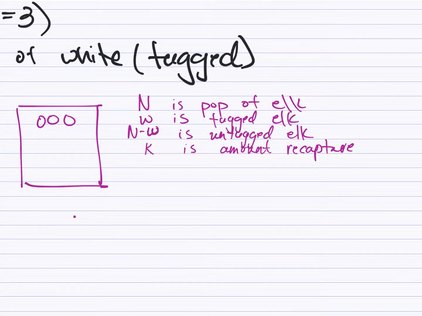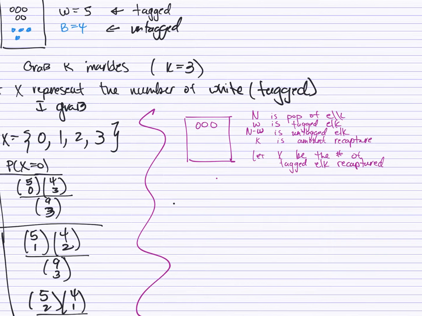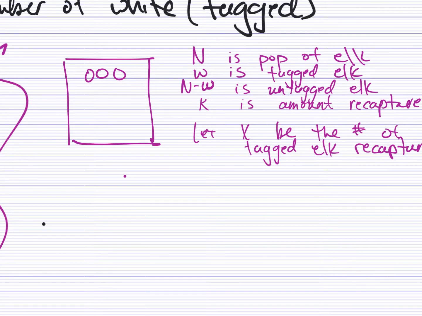Okay? We let X be the number of tagged elk recaptured. Okay, so this is the same scenario as the marbles. So in general, what is our PMF? Right, the probability X equals x.